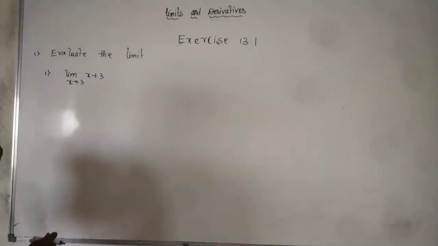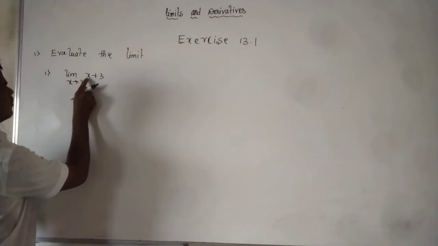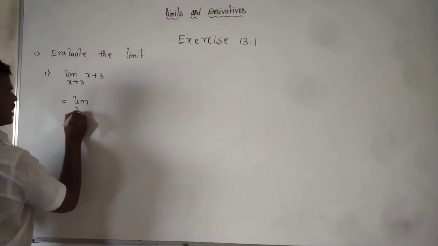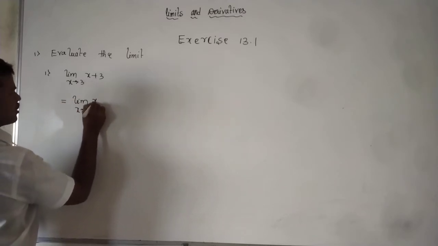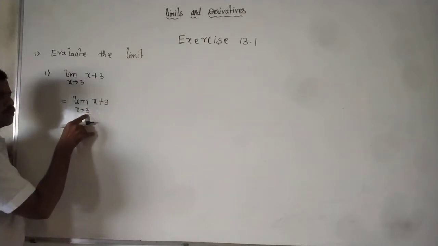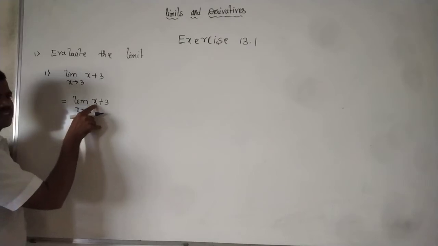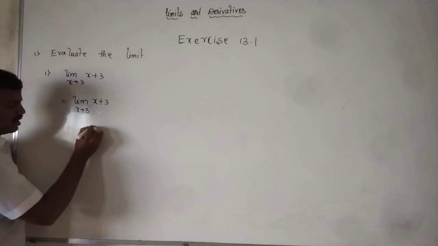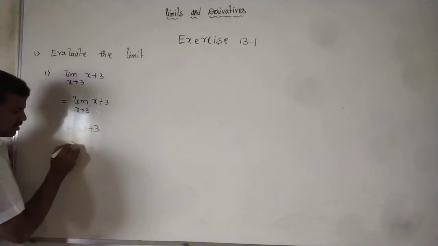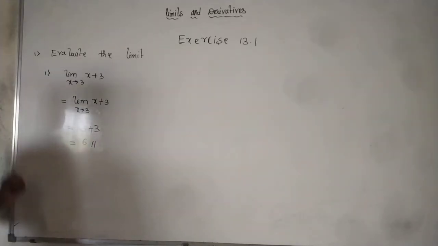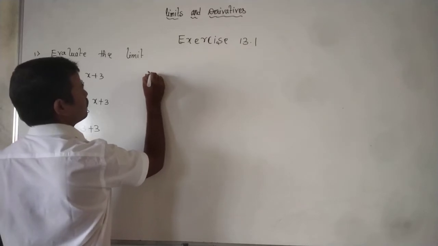So what they have given, x plus 3 as limit x tends to 3. Wherever there was x, put 3, is equal to 3 plus 3. 3 plus 3 is how much? That is equal to 6. So this completes the problem. So this much. So we move to the second problem.